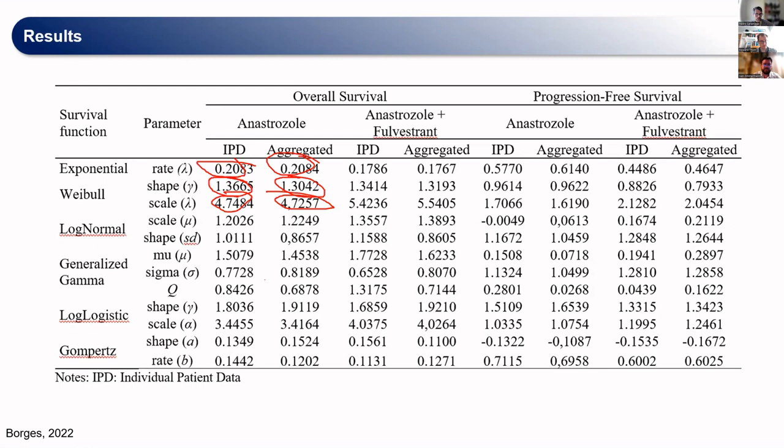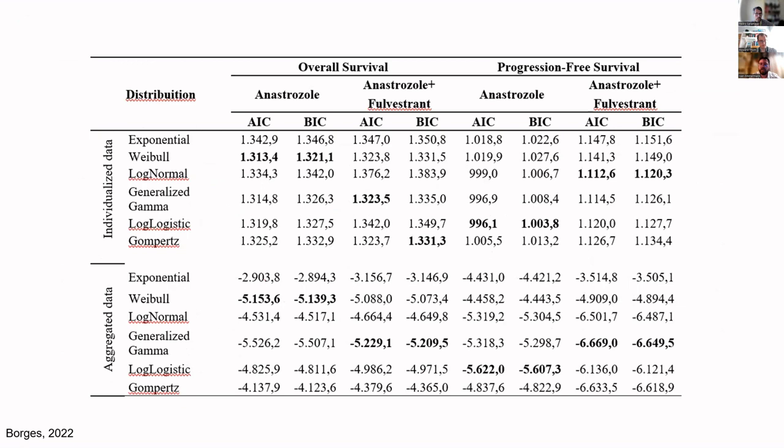In visual inspection and goodness of fit, both of the methods have indicated quite the same curves, but we have had some differences, with the IPD recommending one curve and the aggregated data recommending another curve. So we need to deal with this visual inspection and also with the goodness of fit.